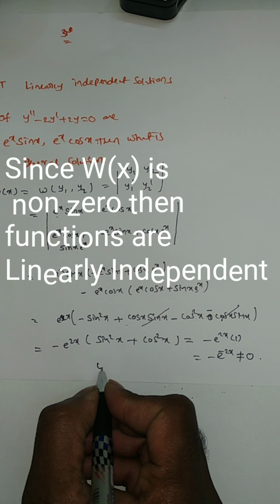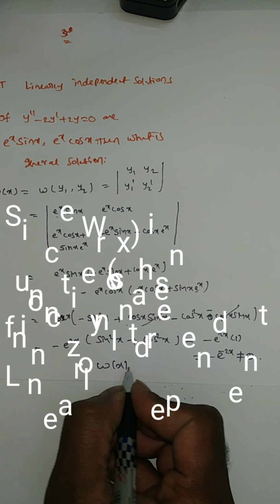Therefore the given solutions are linearly independent. Okay, now we have proved they are linearly independent. But first we have to verify whether these are solutions or not. Anyway, once again we will check whether these are solutions of the given differential equation or not.